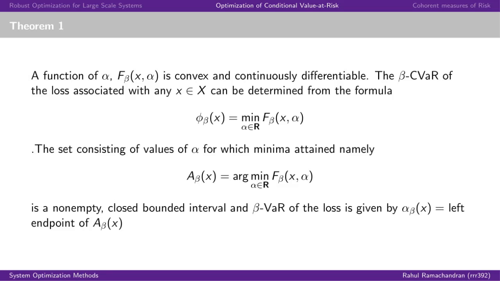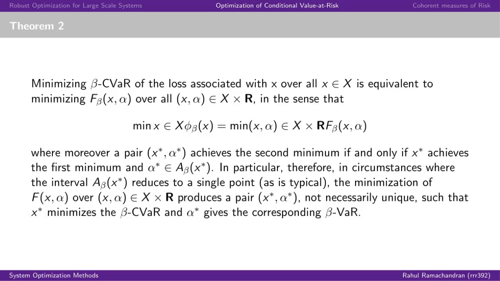There are two theorems associated with conditional value at risk. In the first one, the function F beta of x and alpha is convex and continuously differentiable. By minimizing this function, the beta conditional VaR associated with any decision vector is obtained. We know that for different values of alpha, we can obtain a minima, and this set is now called A. It is non-empty and closed-bounded, and the alpha function gives the left endpoint of the set A.